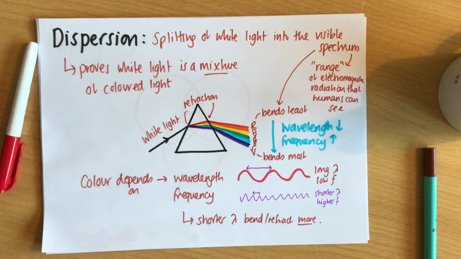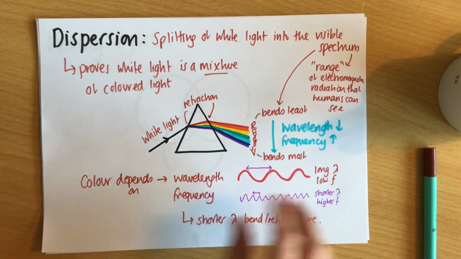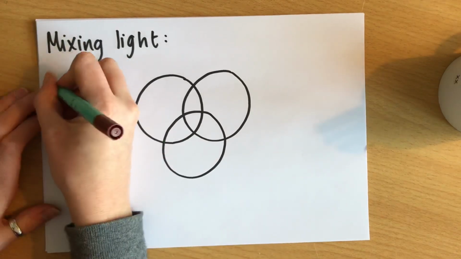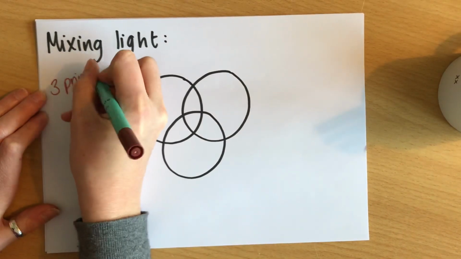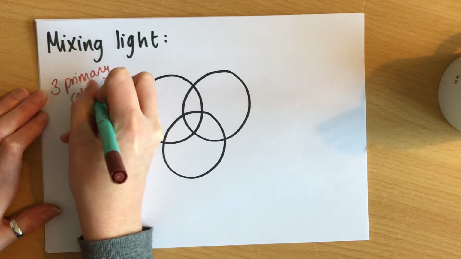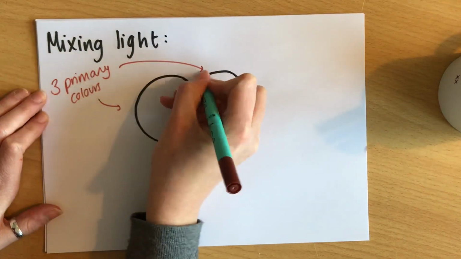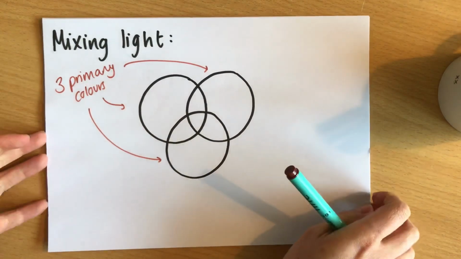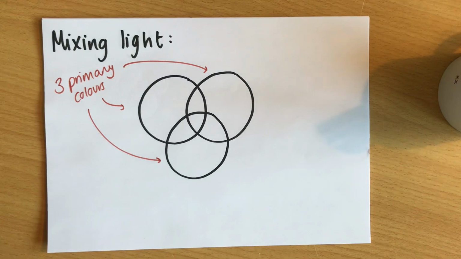Now, if we can split white light up into the visible spectrum, or we can split white light up into colours, it stands to reason that we can also mix those colours and make white light, and we can. So mixing light is the reverse really of splitting up light, and there are 3 primary colours of light, and they're going to be in these big circles here. These 3 are the primary colours. Now in art you would expect those primary colours to be red, yellow and blue, because you mix them together to make different colours. So red and yellow make green, red and blue make purple, etc.